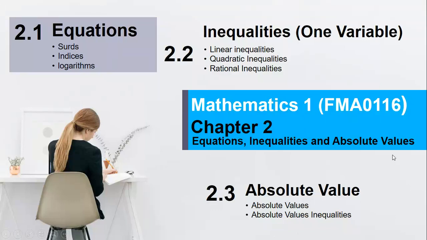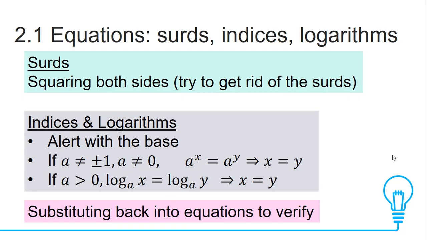Welcome to Mathematics 1, FMA 0116, Chapter 2, Equations, Inequalities, and Absolute Value. This video is going to cover 2.1 Equations. We only cover three types of equations: surds, indices, and logarithms.